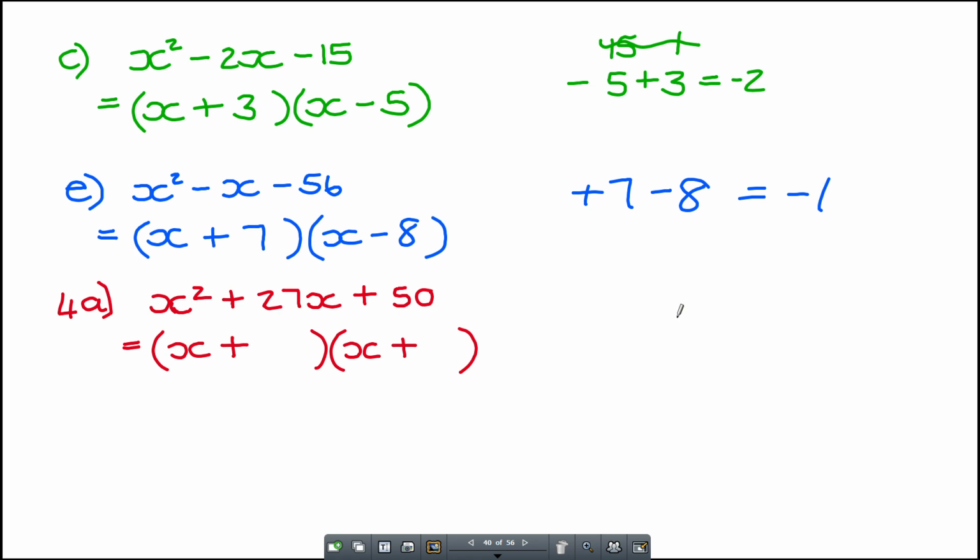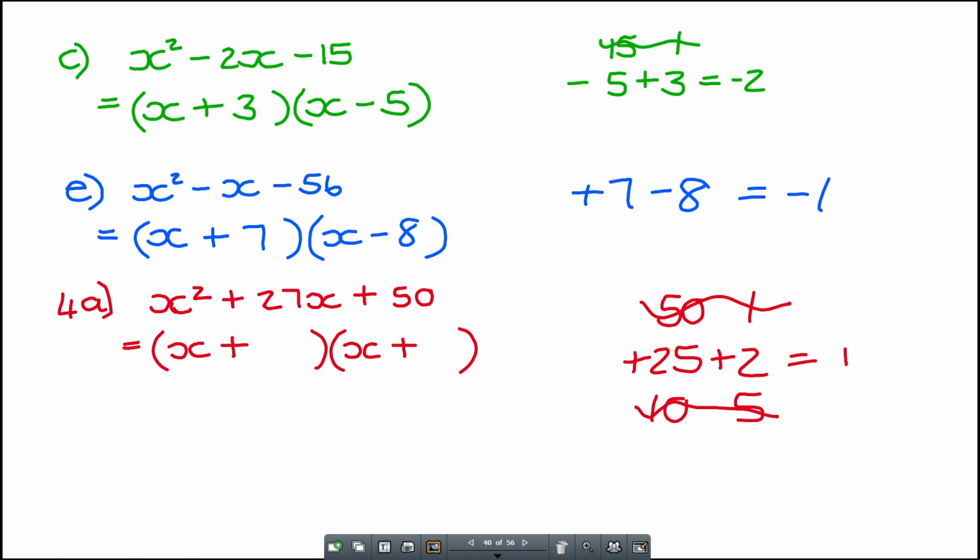Right, factors of 50 would be 50 times 1 or 25 times 2 or 10 times 5. I've got to use these to get a positive 27. Now, 50 and 1 obviously can't use. 10 and 5 I can't use. But the 25 and the 2 I can use. I could say positive 25 plus 2. That's going to give me a positive 27. So plus 25 plus 2.